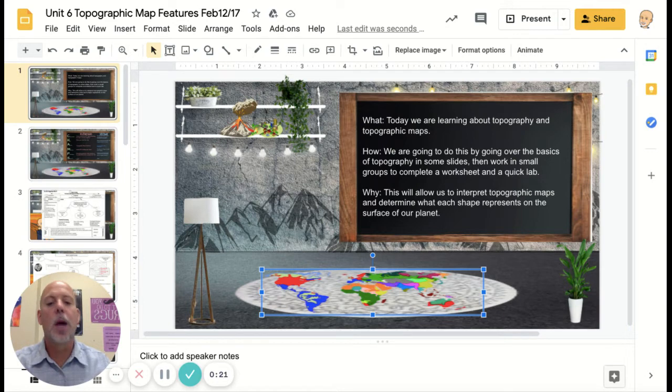So why are we doing this? Well, it'll allow us to interpret topography on maps and determine the shape and what it represents on the surface of our planet. This ties into how we've been learning about convergent, divergent, and transform boundaries. So those boundaries create features. So we're going to be discussing those types of features today.